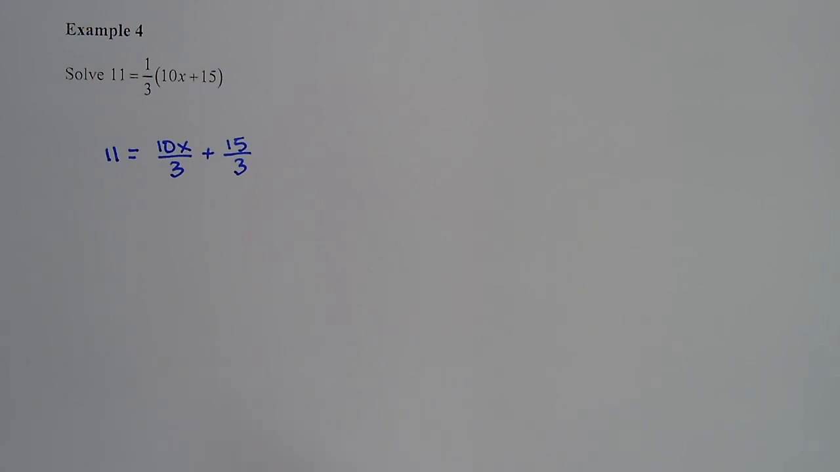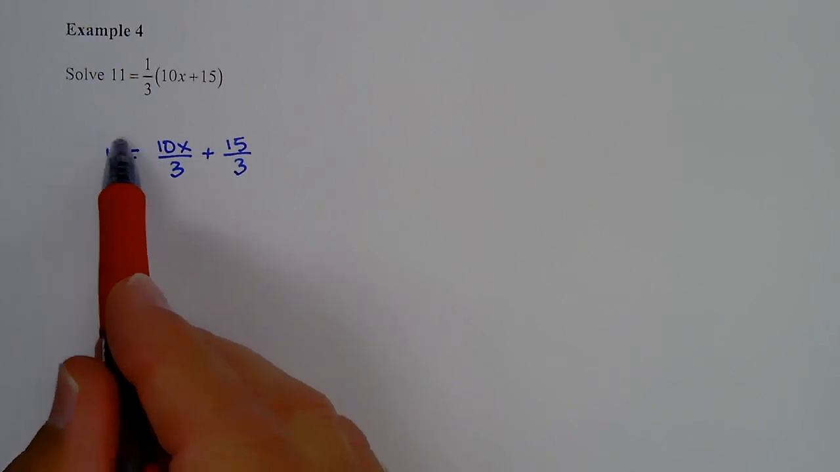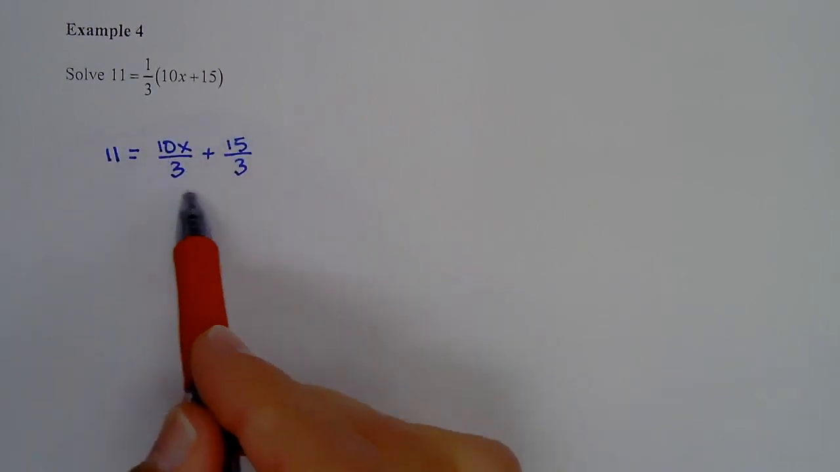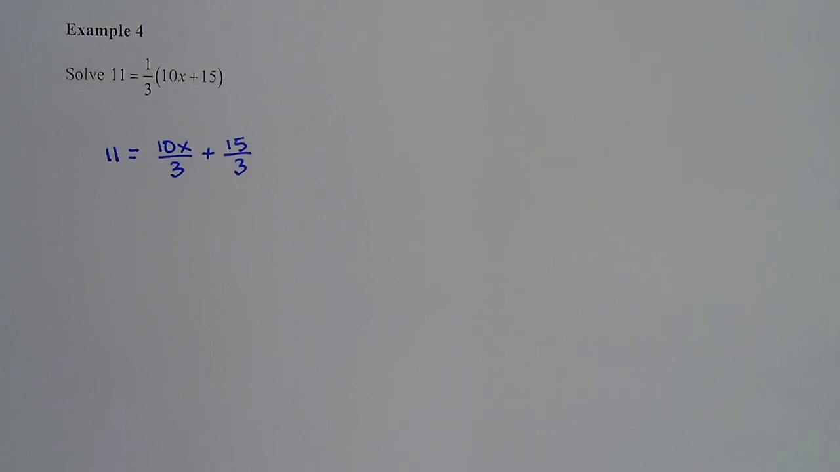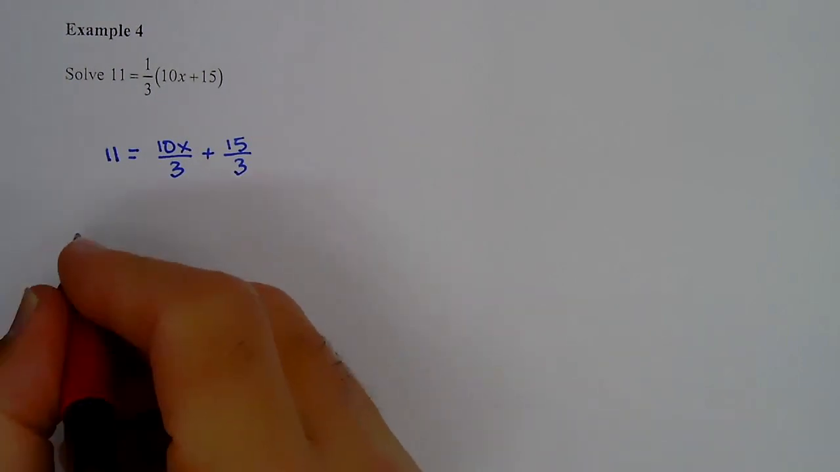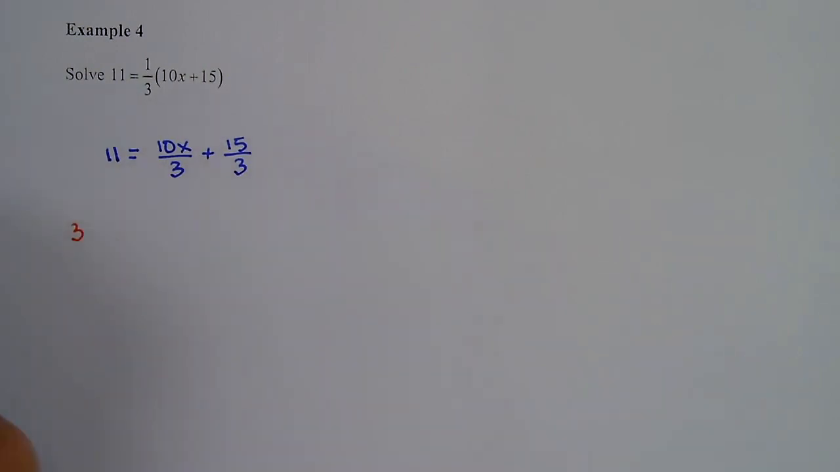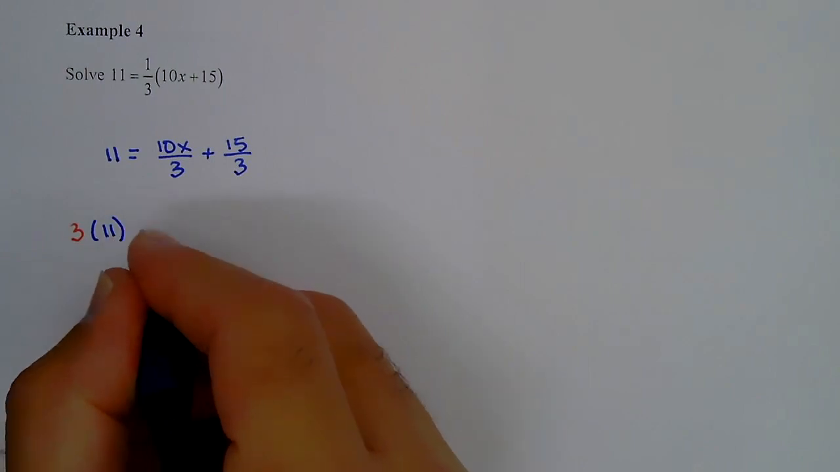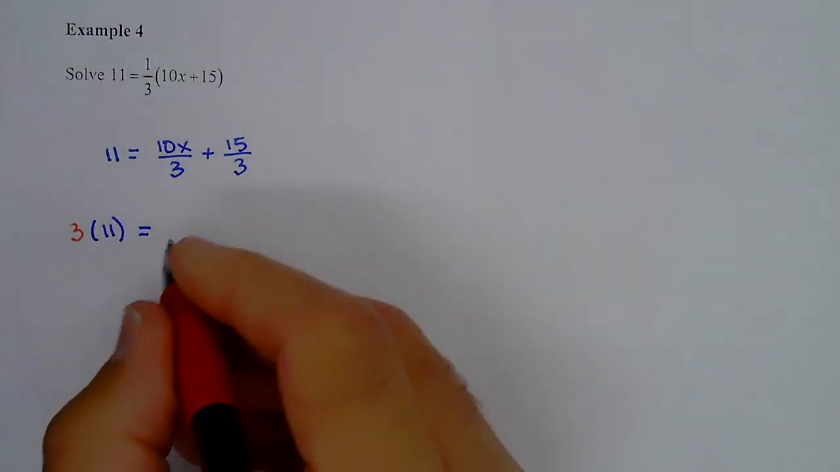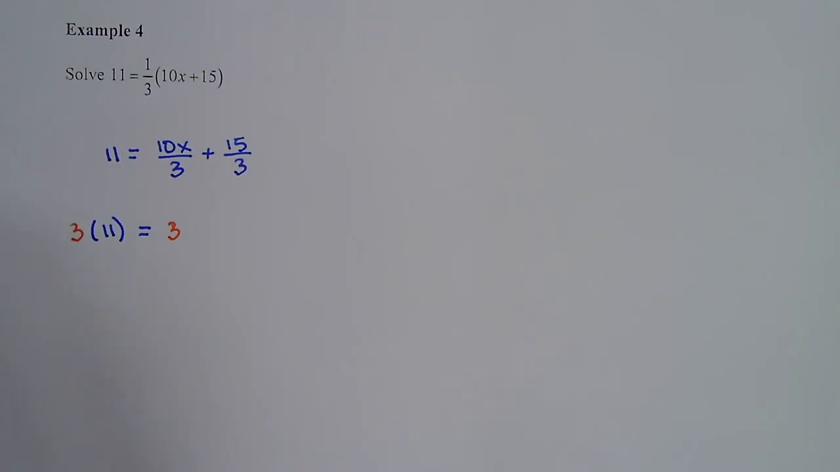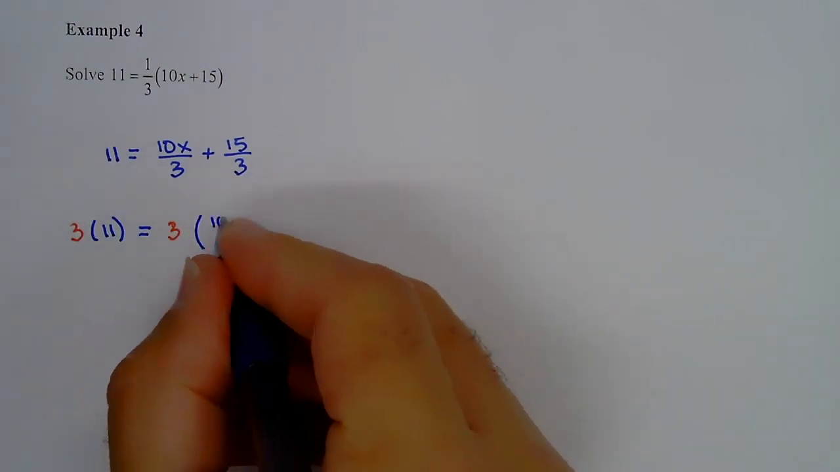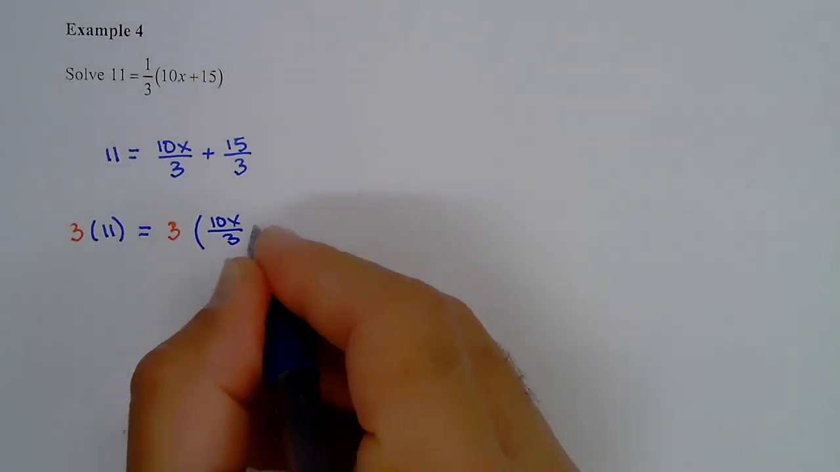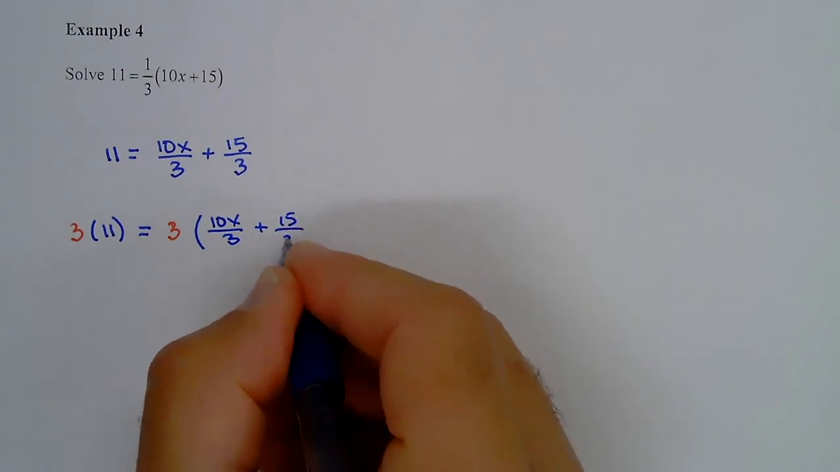One way to do that is: whatever you do to one side of the equation, this 11 being the left side and this sum being the right-hand side, you have to do to the other side. So I'm going to multiply the left side by 3, and I'll show that to you. So this would be 3 times the 11, and that's equal to 3 times 10x over 3 plus 15 over 3.